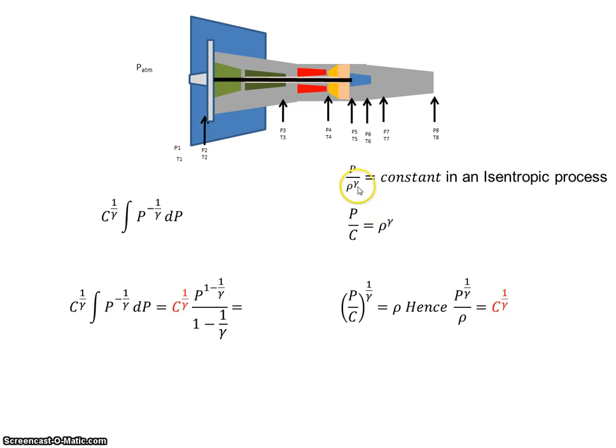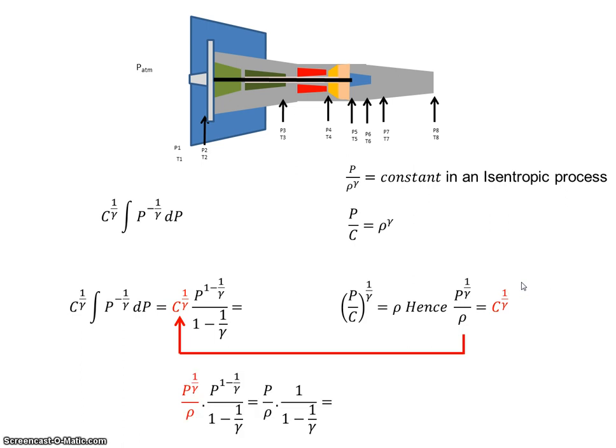So going back to what we said earlier on, in an isentropic process, P over rho to the gamma is a constant, or P over C is equal to rho to the gamma. That gave us this expression here. So I can rearrange that to say that C to the 1 over gamma is P to the 1 over gamma divided by rho. I'm bringing this down here and this out, and I substitute that back in there. When I do that, I'm left with this. So P to the power of 1 over gamma multiplied by P to the power of 1 minus 1 over gamma. So add the indices, I just get P to the power of 1, which is P. I get rho here, and I get 1 over 1 minus 1 over gamma.